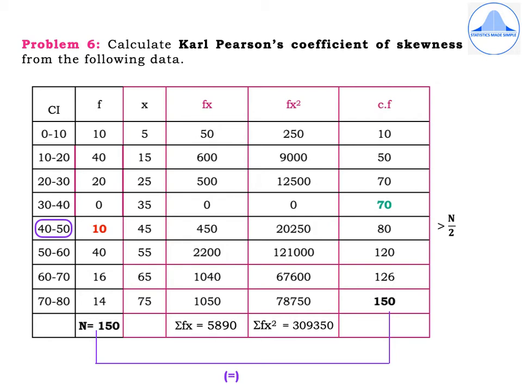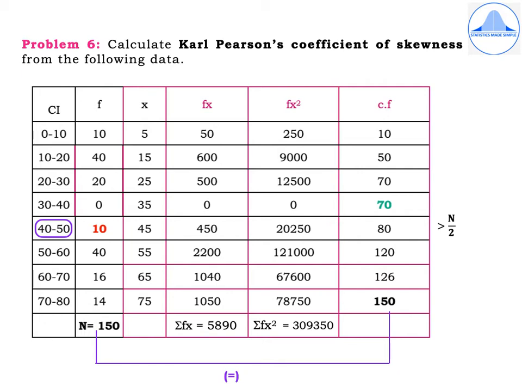So for this problem, we have to form the columns fx, fx square and cf. So cf is required to find out the median. And before that, we need to find out x, which are the midpoints of the class intervals. So the midpoints are 5, 15, 25, 35, 45, 55, 65 and 75. Then calculate fx, which is 50, 600, 500, 0, 450, 2000, 1040, 1050. And so you get summation fx as 5890.